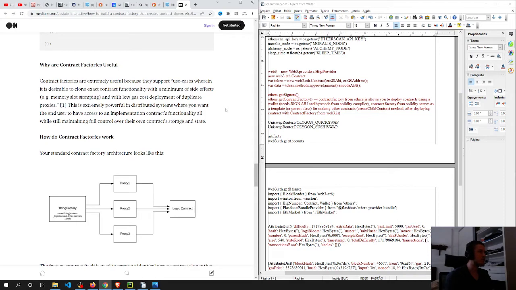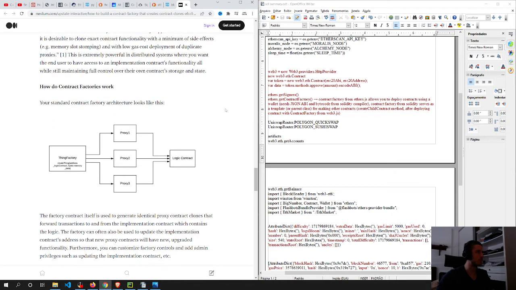Contract factories are extremely useful because they support use cases wherein it is desirable to clone exact contract functionality with a minimum of side effects, e.g. memory slots stomping, and with low gas cost deployment of duplicate proxies. This is extremely powerful in distributed systems where you want the end user to have access to an implementation contract's functionality, all while still maintaining full control over their own contract's storage and state.